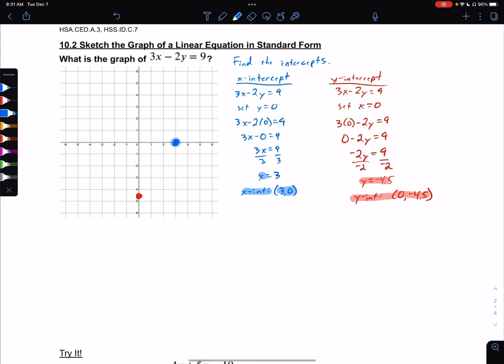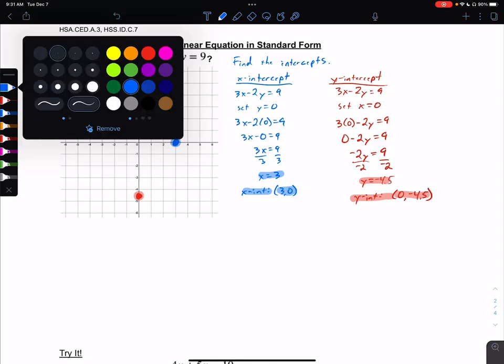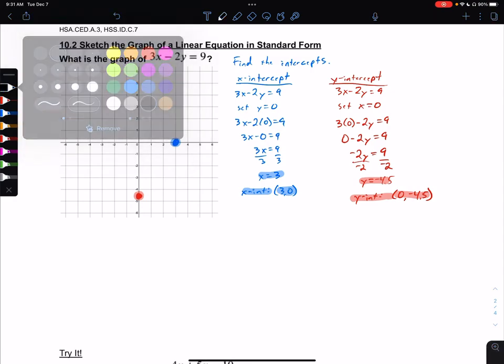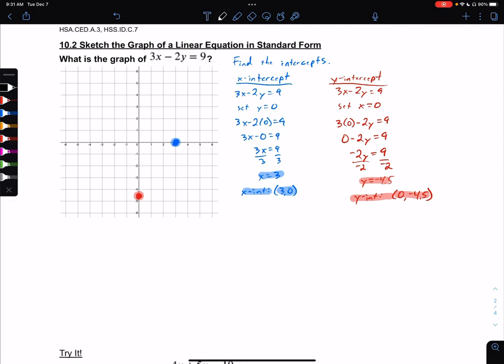Let's highlight all of this. There we go. And then from here, I just need to connect my dots, and that'll give me my line. So we'll try to make this as accurate as we can. Close enough. And we now have the graph of 3x minus 2y equals 9.